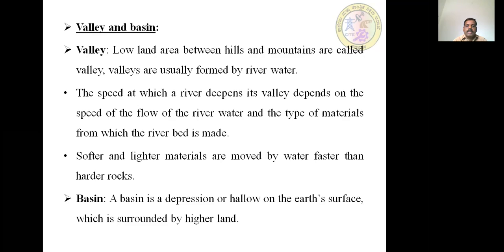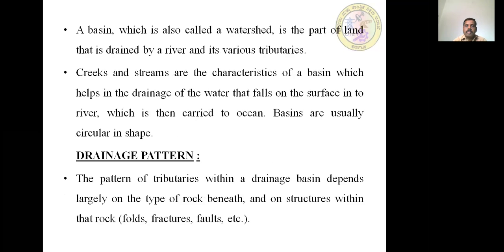Next one is basin. A basin is a depression or hollow on the earth surface which is surrounded by higher land. A basin, which is also called a watershed, is a part of the land that is drained by a river and its various tributaries. Creeks and streams are the characteristics of a basin, which help in the drainage of the water that falls on the surface into the river, which is then carried out to the ocean. Basins are usually circular in shape.